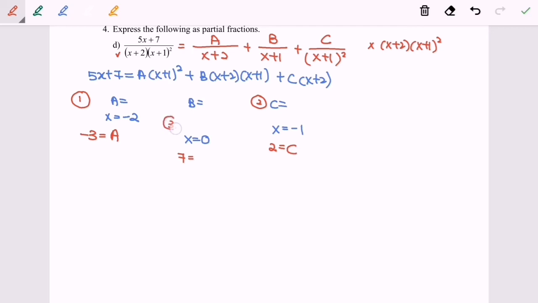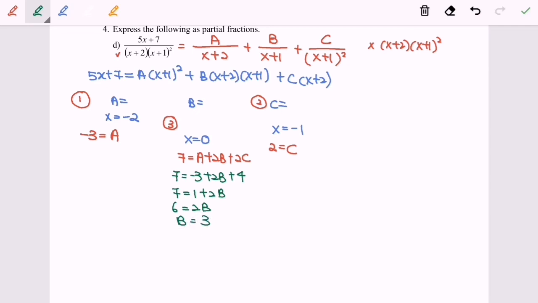For the final part, looking for b. I'm going to substitute the value 0 into b and also a and c. So I will have a plus 2b plus 2c. By substituting the values of a and c into the equation, 7 will be equal to negative 3 plus 2b plus 4. So 7 will be equal to 1 plus 2b. Rearranging, we have 6 equals 2b, and b will be equal to 3.